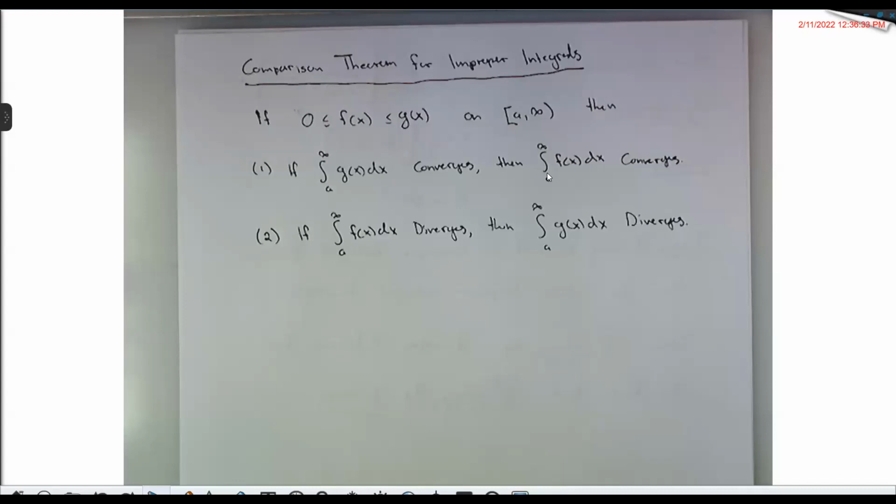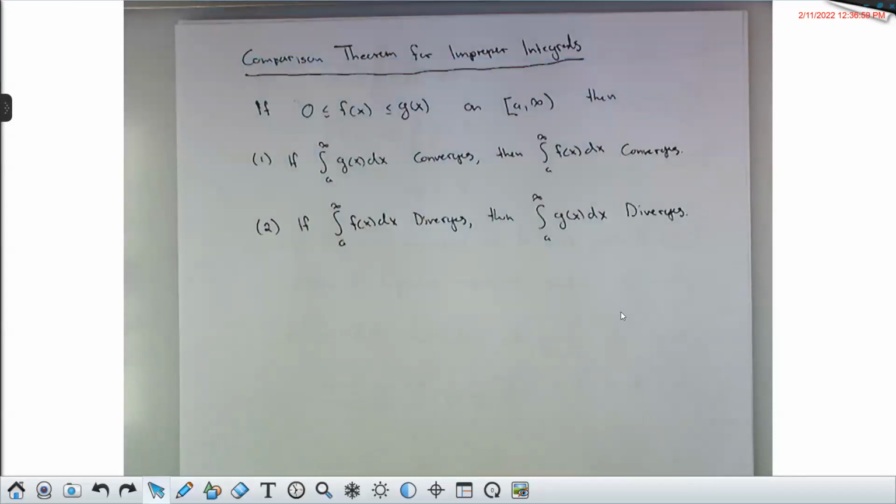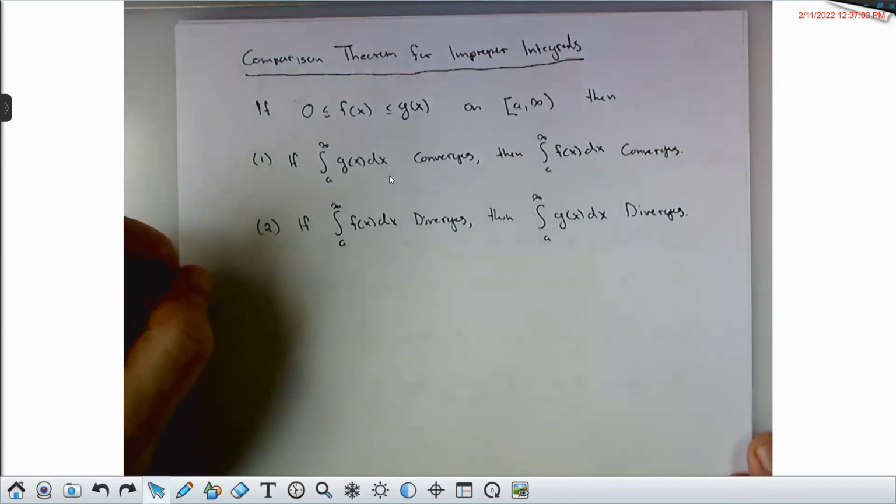And sort of the other side of this: if I tell you that the purple area is infinite, then the green area has to be infinite because the purple area fits inside the green area, which means the green area is bigger than the purple area. That's what this says. And I want to show you one quick example, and then we will end.